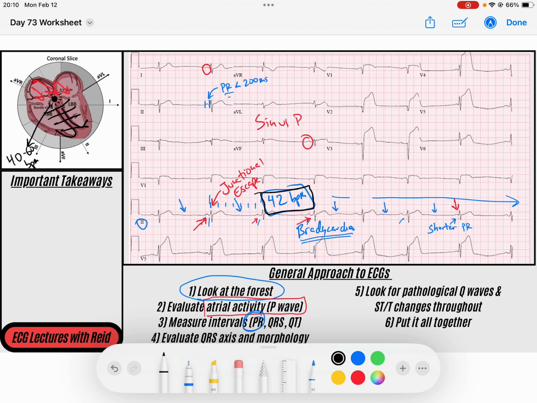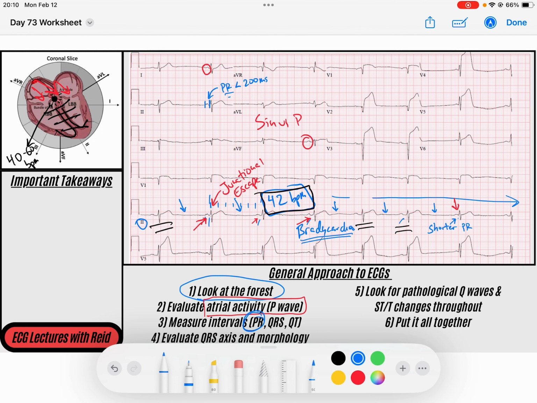So we've got junctional escapes as well as normal sinus beats, right? I would say this is a sinus beat, this is a sinus beat, right? So we have kind of intermittent junctional escapes here with slowing of the sinus node. That's normal. That's a normal response by this heart. All right, so we talked about that.